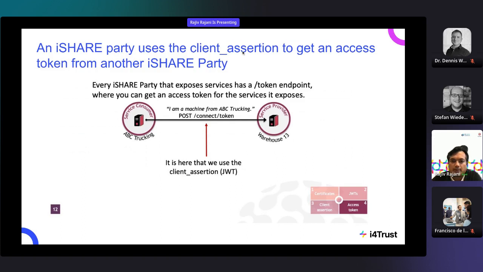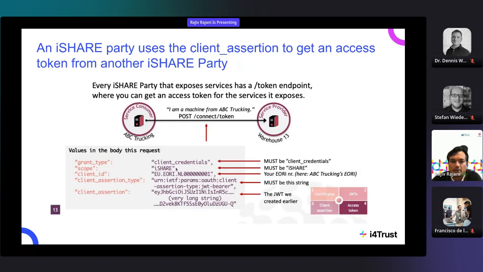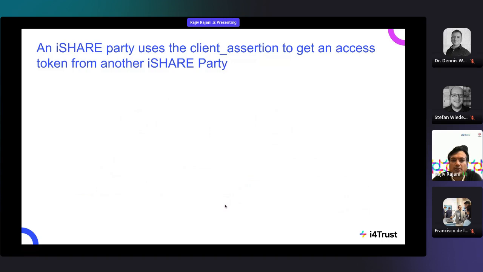This is a prerequisite step in order to connect to any other party in iSHARE, that you generate this client assertion for yourself. We'll have a look at the machine-to-machine flow in a bit. But essentially, here I'm explaining that when a service consumer called ABC Trucking Company server wants to connect to Warehouse 13 server, which is a service provider, then it simply generates the client assertion on its own. ABC Trucking signs it. It's a signed JWT, which it sends to the token endpoint of the service provider, saying, hey, this is my token, can you validate and give me an access token? In the client assertion, you can see that this is how the request is sent, and a client assertion, that is the JWT, is attached in the request.